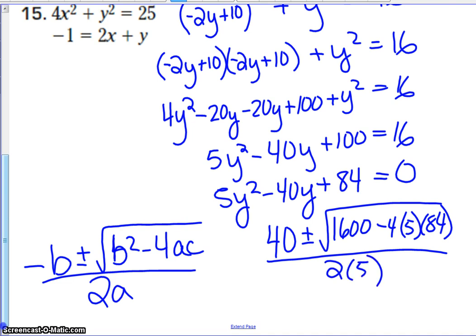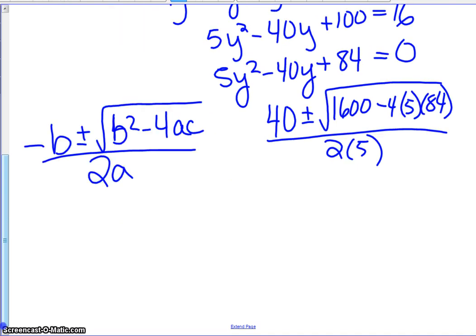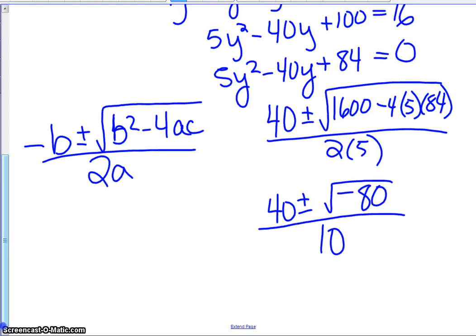I'm going to need to even extend my page a little bit more. So now I have some multiplication to do here. Let's take this. We have 40 plus or minus. I'm going to take 4 times 5 is 20 times 84, and I get 1,680. Oh, this is really an icky problem. I get negative 80 in here all over 10.